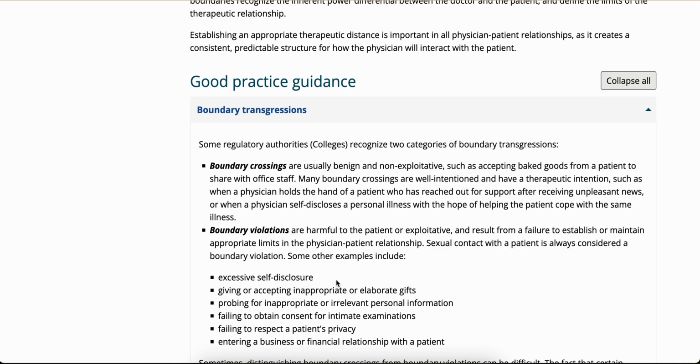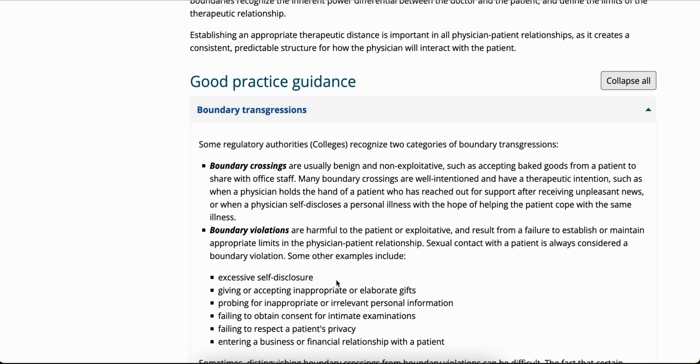Excessive self-disclosure, giving or accepting inappropriate or elaborate gifts, probing for inappropriate or irrelevant personal information, failing to obtain consent for intimate examinations, failing to respect the patient's privacy, entering a business or financial relationship with the patients.